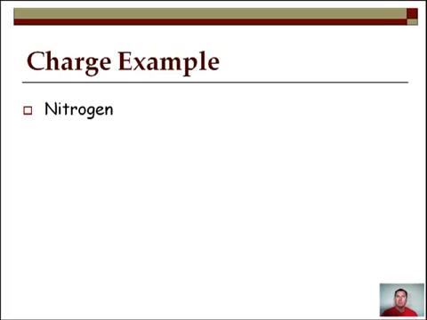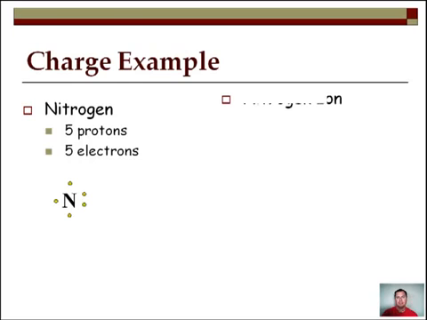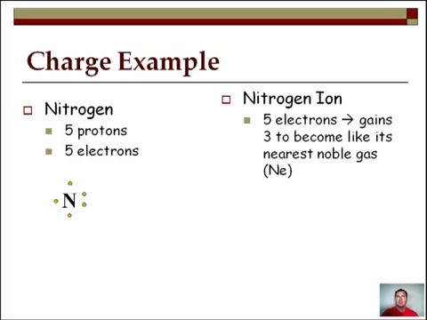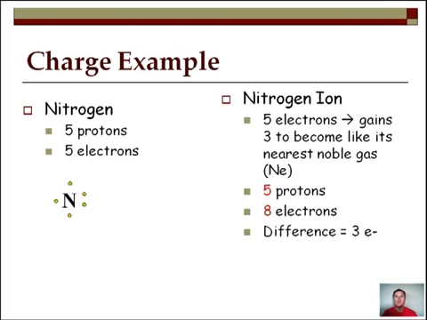Nitrogen, we looked at this already. Nitrogen has 5 protons, which means it has 5 electrons. Okay, it's in group 5A, so it has 5 valence electrons. If we write this Lewis dot diagram, it looks something like this. Okay, so 5 electrons, that's in the 5 through 7 group, so it's going to gain electrons to become like its nearest noble gas, which is neon. Okay, that is 8. So in order to become 8, it has to gain 3 electrons. Take a look at your periodic table to see this. Okay, and so now it has 5 protons, 8 electrons. Okay, the difference is 3 electrons. So the charge in nitrogen becomes -3.